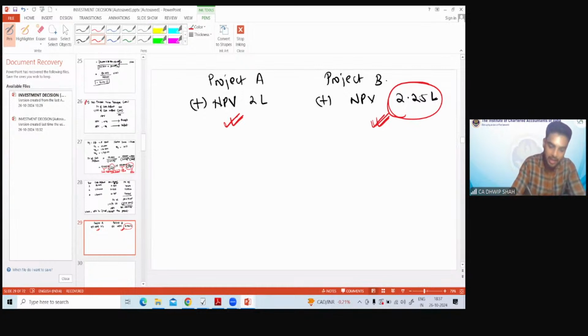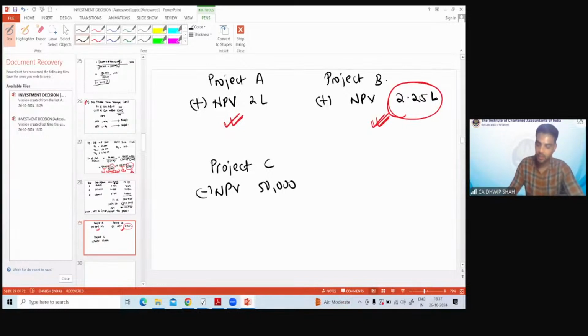Acha, adding a twist to the question, there is project C, which has negative NPV of 50,000. Whether the project is mutually exclusive or not, this will be straightforwardly rejected because NPV is negative. Are you getting this? NPV technique says if a project is having negative NPV, it is straightforwardly rejected. Is everyone following? Yes, reject C, correct.